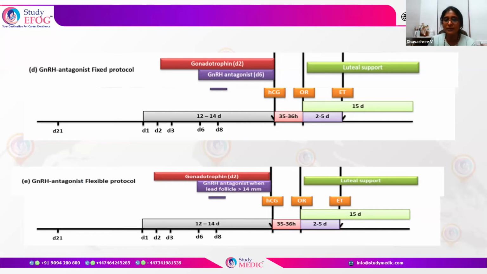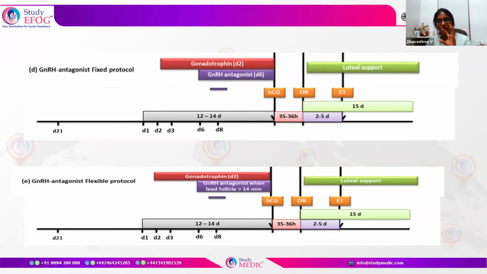So to prevent that, we can start the gonadotrophin antagonist in a flexible way, by looking at the ultrasound and starting depending upon the size of the follicle. It is continued, and gonadotrophins are also given to make the follicle grow, and the antagonist is given to prevent the premature LH surge.